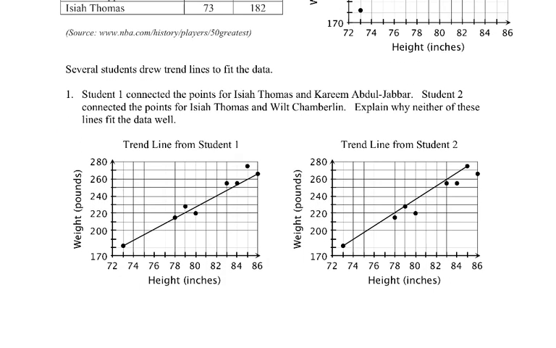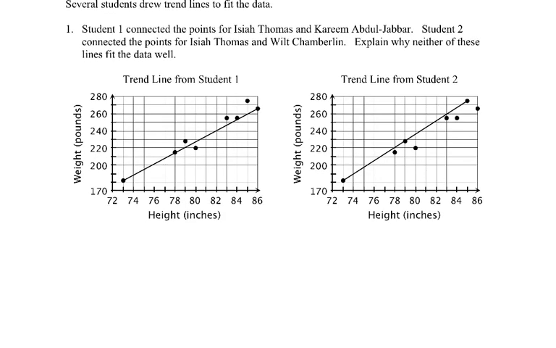So it says here that students drew lines to fit the data. So student 1 connected points for Isaiah Thomas, who was our shortest player, to Kareem Abdul-Jabbar, who was our tallest player. Whereas student 2 connected Isaiah Thomas as the lightest player to Wilt Chamberlain, who was the heaviest player. So basically, student 1 looked at heights, and student 2 looked at weight to figure out what points to draw their line between.